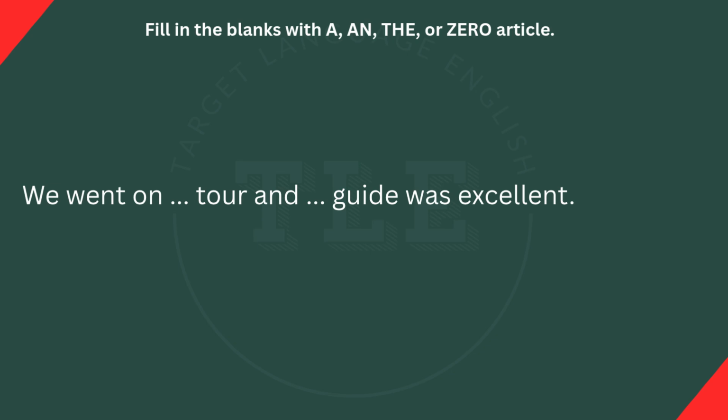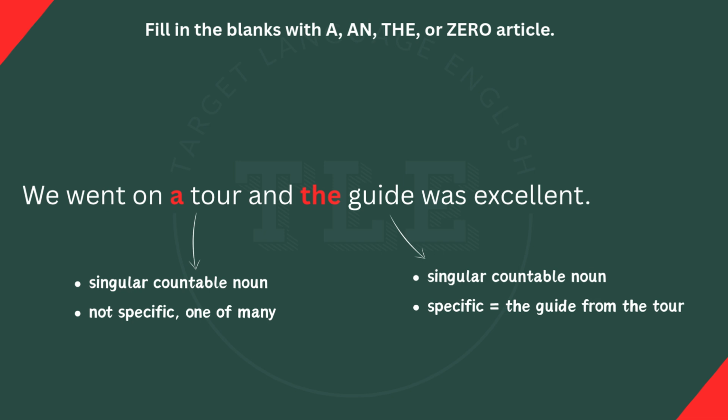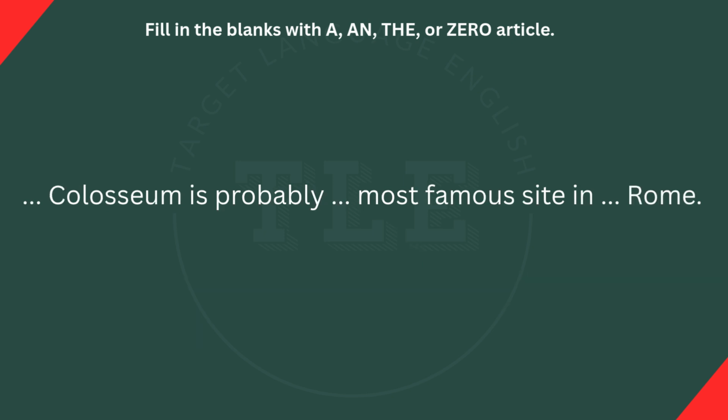We went on tour and guide was excellent. Here's the answer. We went on a tour and the guide was excellent. The noun tour is a singular countable noun. We're not talking about a specific tour. It's just one among many, so we need the indefinite article a. The noun guide is also singular and countable, but now it's a different story. We use the definite article the because we know from the context which guide we're talking about. It's the guide from that tour. Let's see the next example.